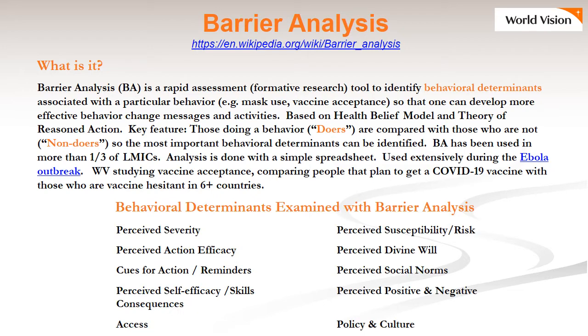These are the main determinants that are explored in these studies, things like perceived social norms, whether you think that people important to you approve of the behavior, but also perceived severity, whether you think that COVID-19 is a dangerous disease or not. All of these are taught in the barrier analysis training.